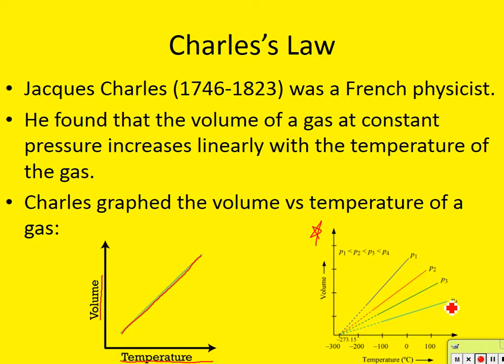And they've extrapolated, at the bottom you see these dashed lines here. Okay, this is called an extrapolation. And each one of these would connect at this point right here at about negative 273 degrees Celsius. Negative 273 degrees Celsius is a famous temperature. It's called absolute zero. It's the coldest temperature that you could possibly ever reach.